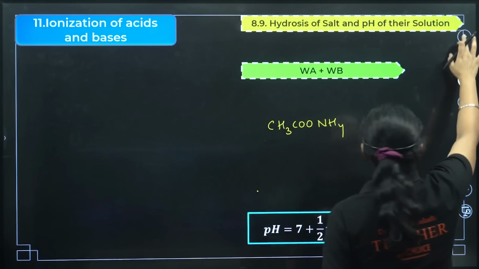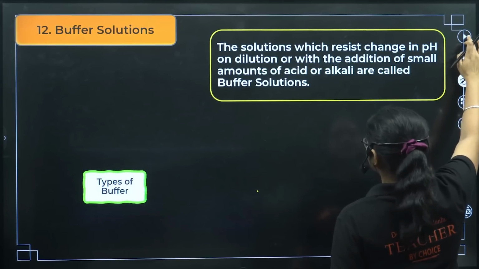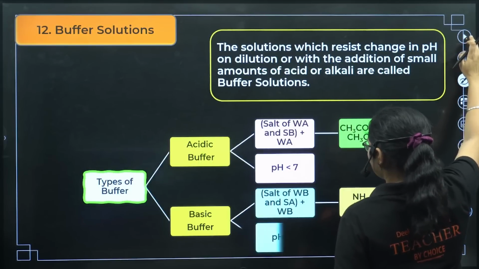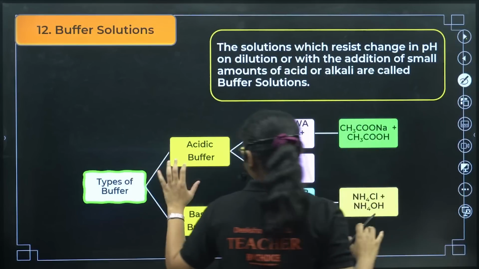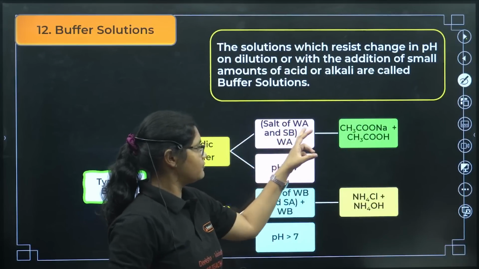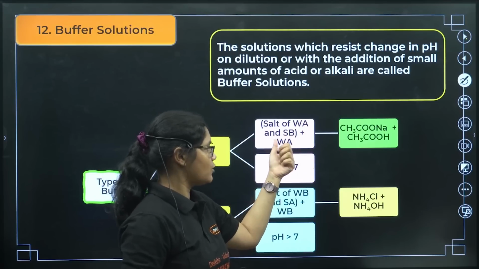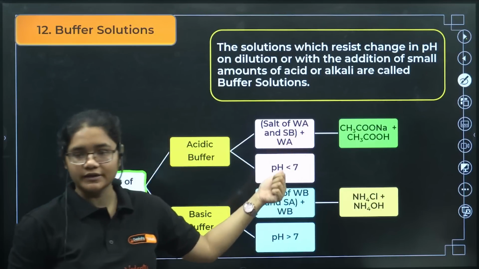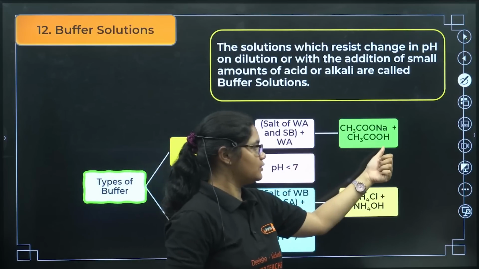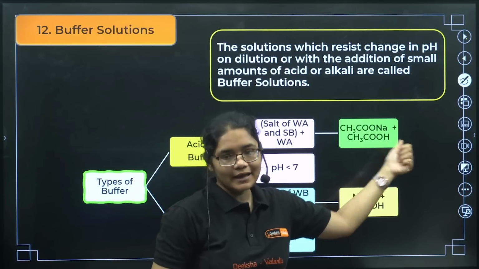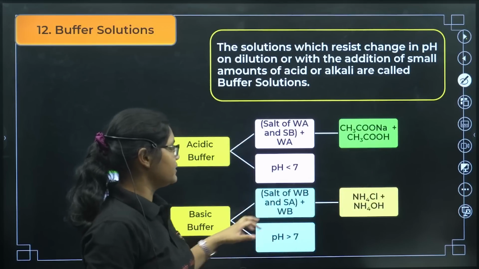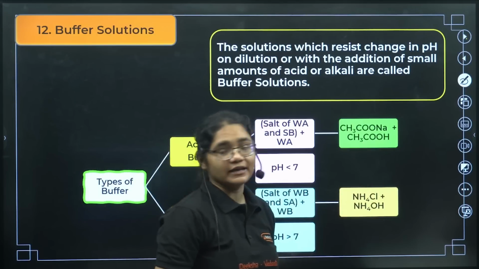Now moving forward to buffer solution. So we have two types of buffer. You have the acidic buffer, which is made up of a weak acid and the salt of that weak acid with a strong base, for example CH3COOH plus CH3COONa. And similarly, the basic buffer is made up of NH4OH plus NH4Cl.